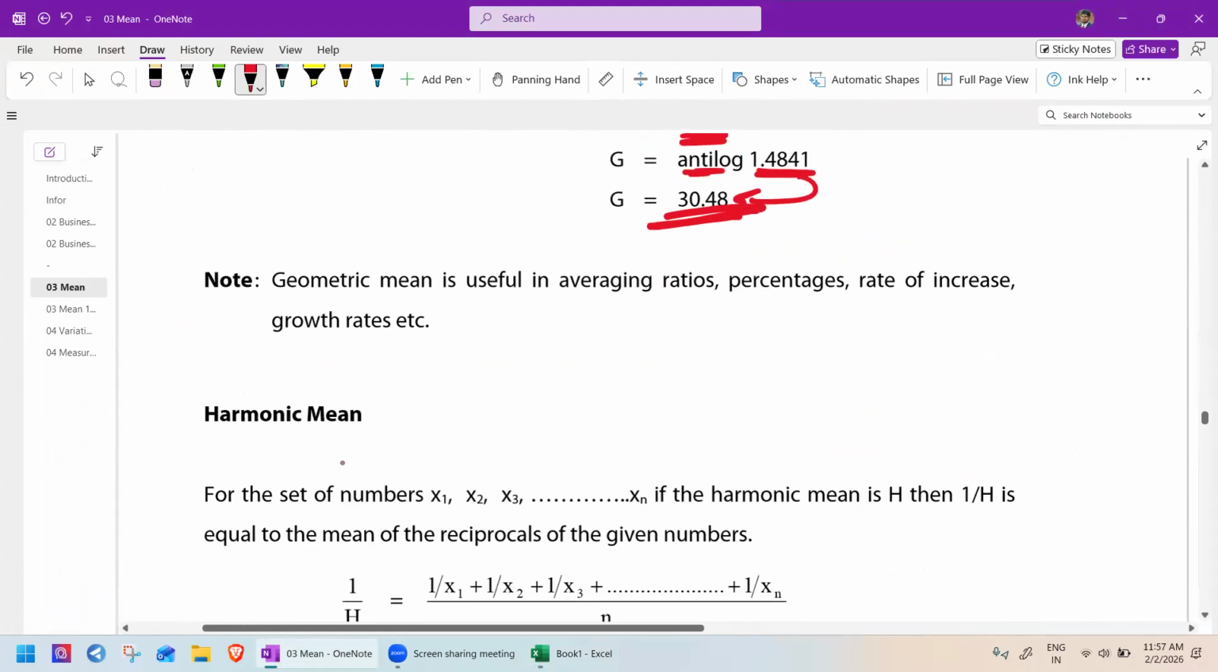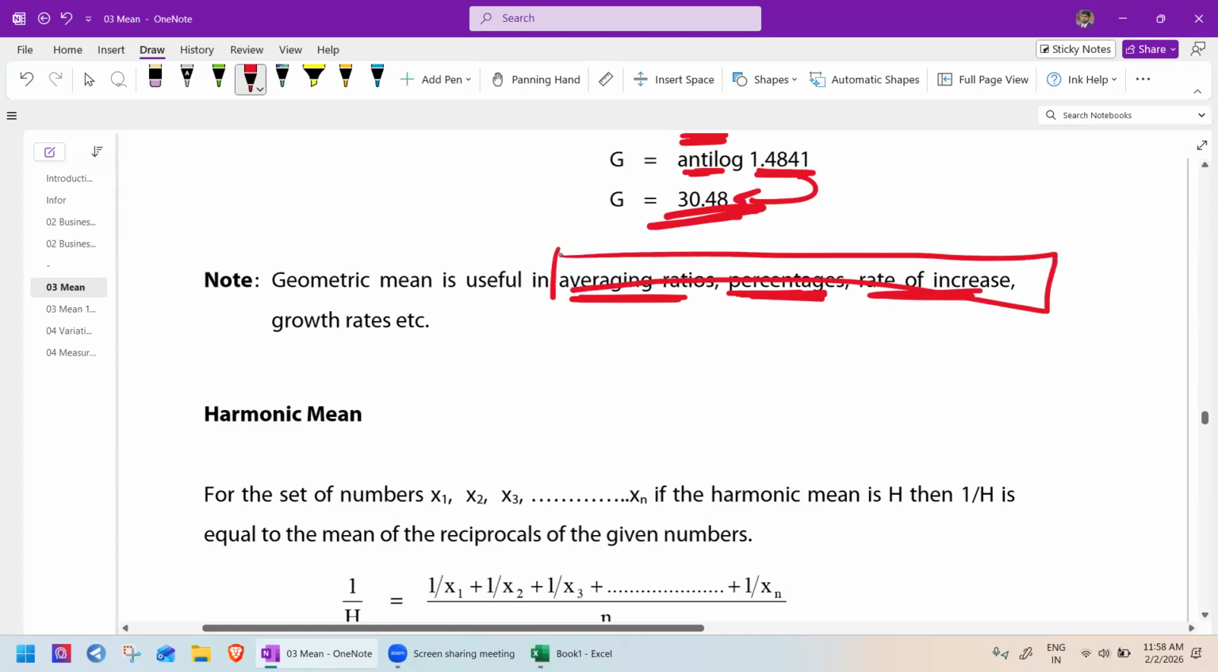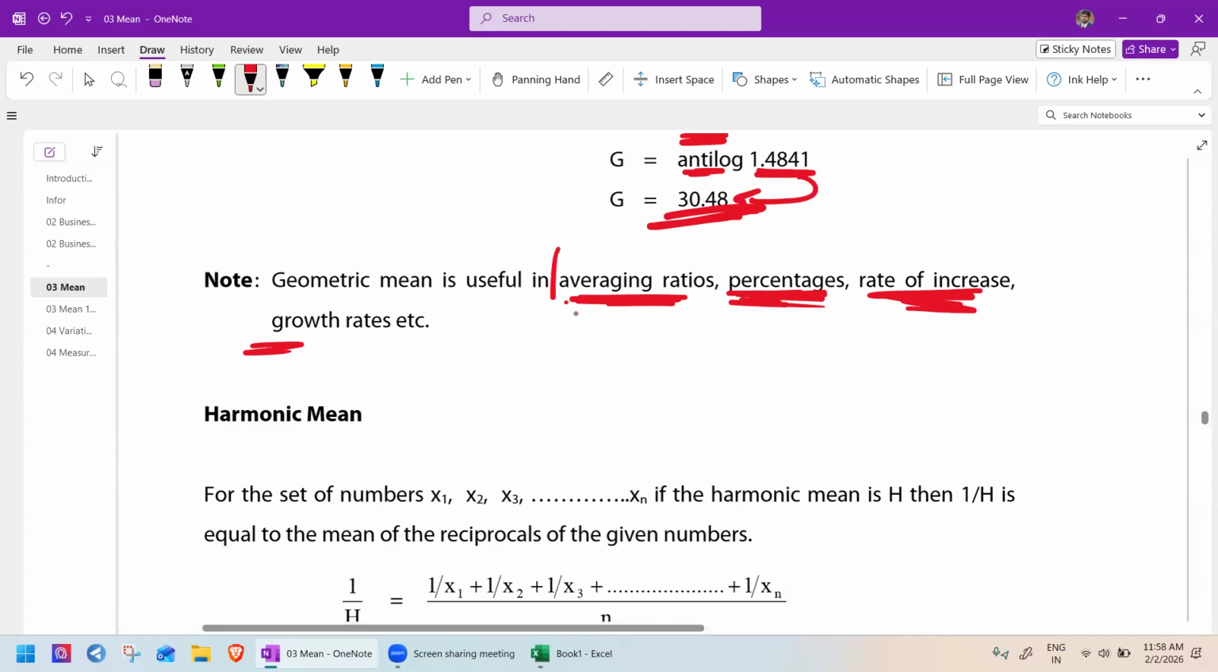The geometric mean is useful when averaging ratios. What do we use? The rate of percentage. We use percentage of return and rate of increase, averaging ratios. For that, remember, we should apply the geometric mean for these instances. Be very careful. You should know when we apply the geometric mean.